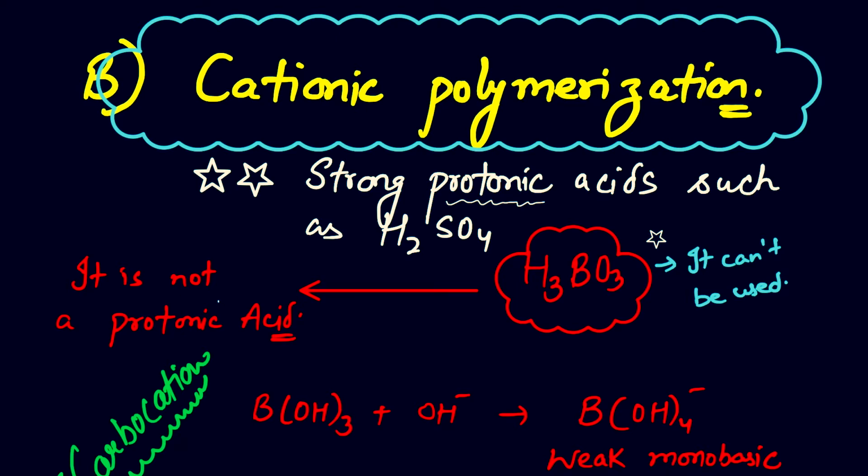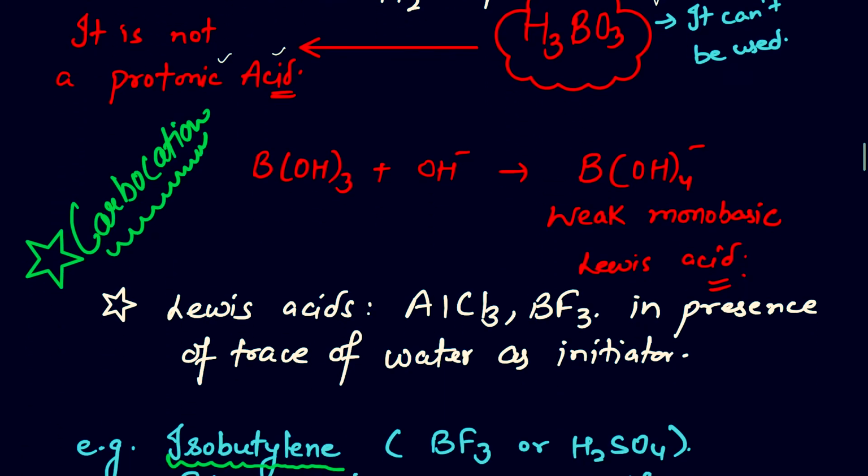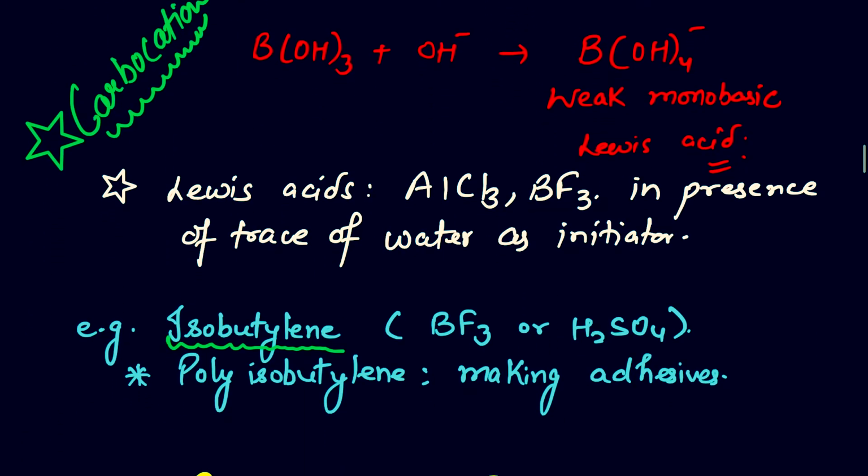So there can be a question regarding H3BO3, that is boric acid, in entrance exams, that boric acid is not a protonic acid but instead it accepts OH negative to form B(OH)4 negative species, so it acts as a weak monobasic Lewis acid. So in cationic polymerization, carbocation will be formed.